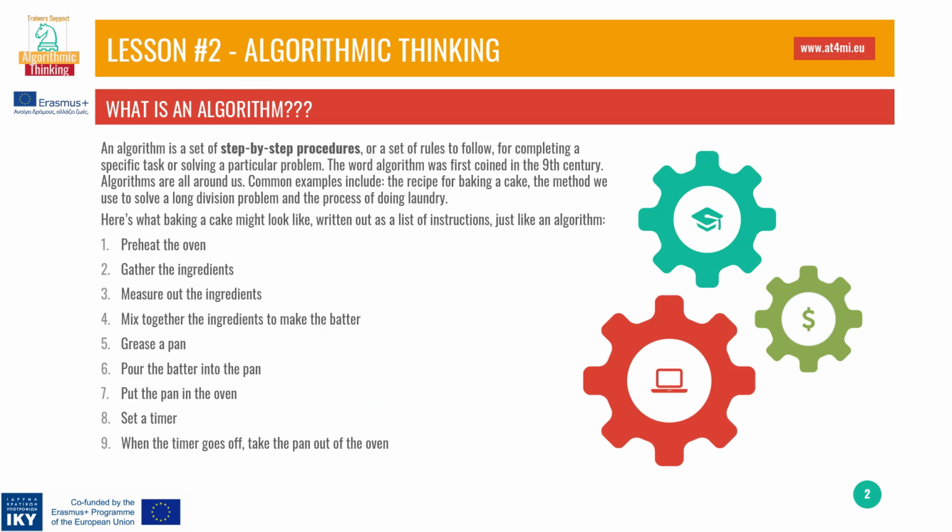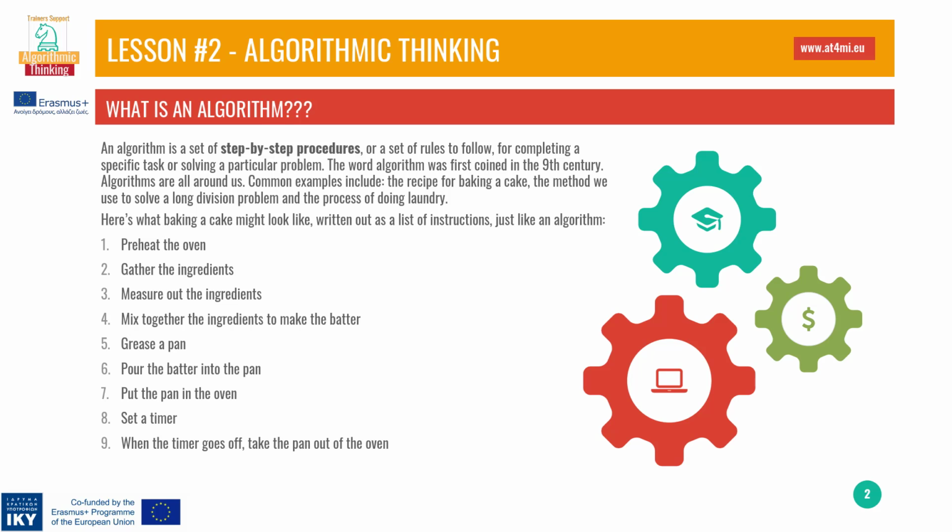An algorithm is a set of step-by-step procedures, or a set of rules to follow, for completing a specific task or solving a particular problem. The word algorithm was first coined in the 9th century. Algorithms are all around us.